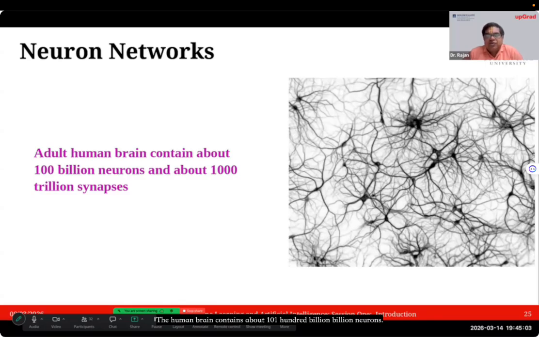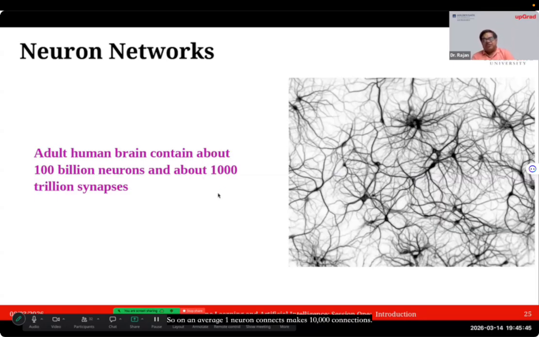The human brain contains about 100 billion neurons. That is 100 into 10 power 9, right? So 100 into 10 power 9 neurons, 1 followed by 11 zeros, that many neurons, and about 1,000 trillion synapses. Synapse means connection. 1,000 trillion is 10 power 15. So 10 power 11 neurons and 10 power 15 connections.